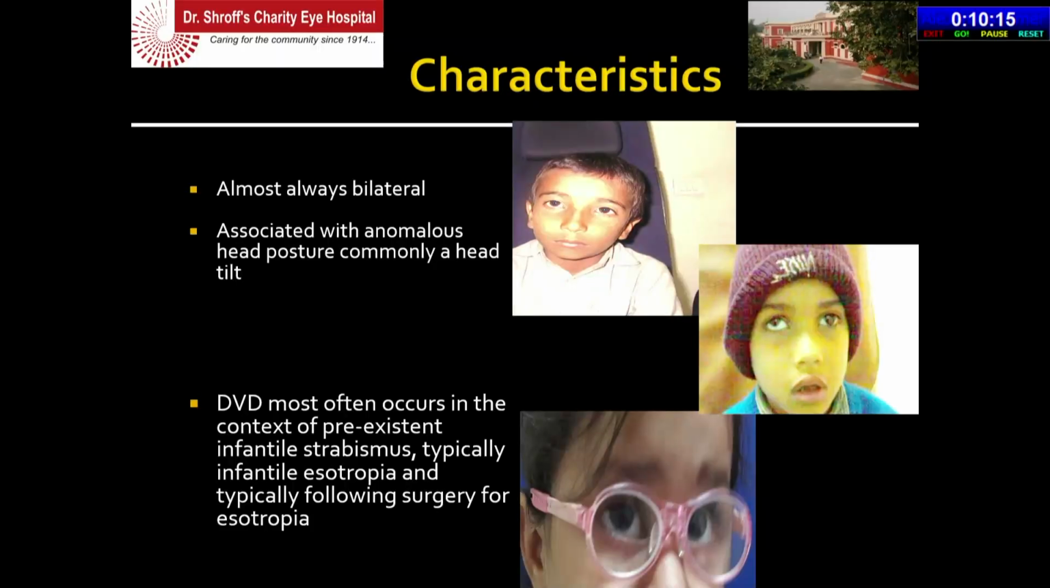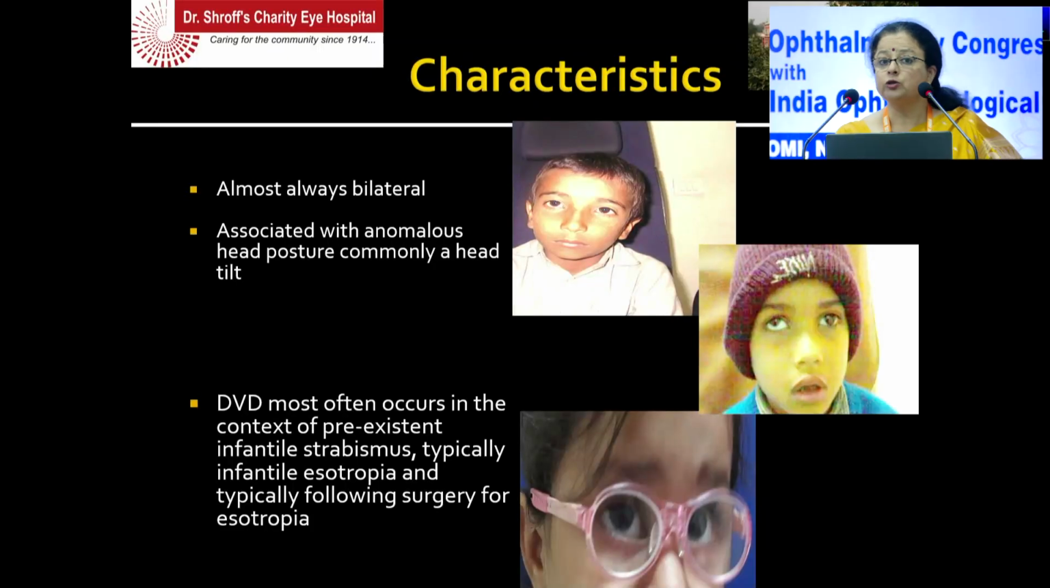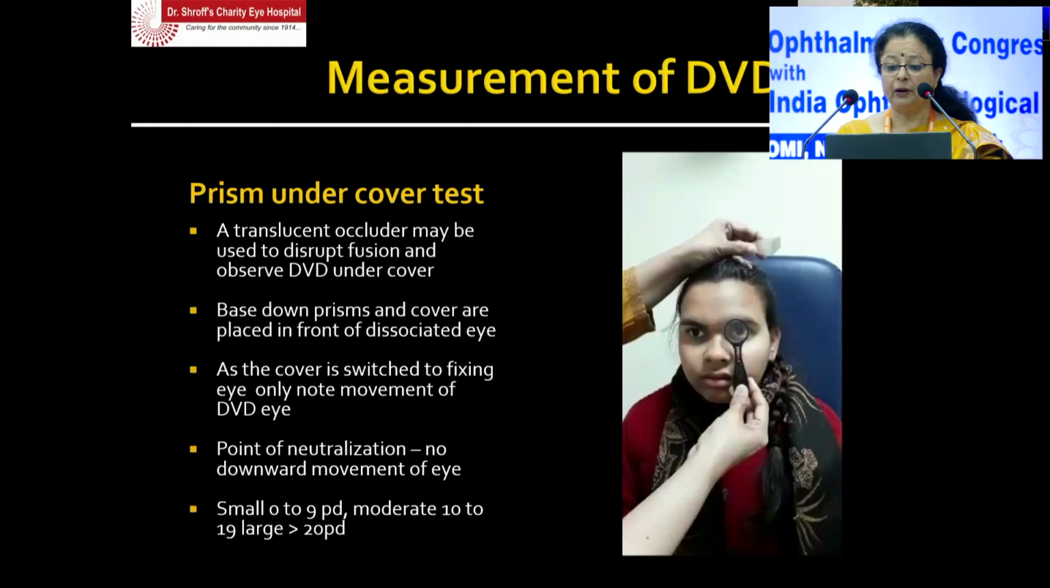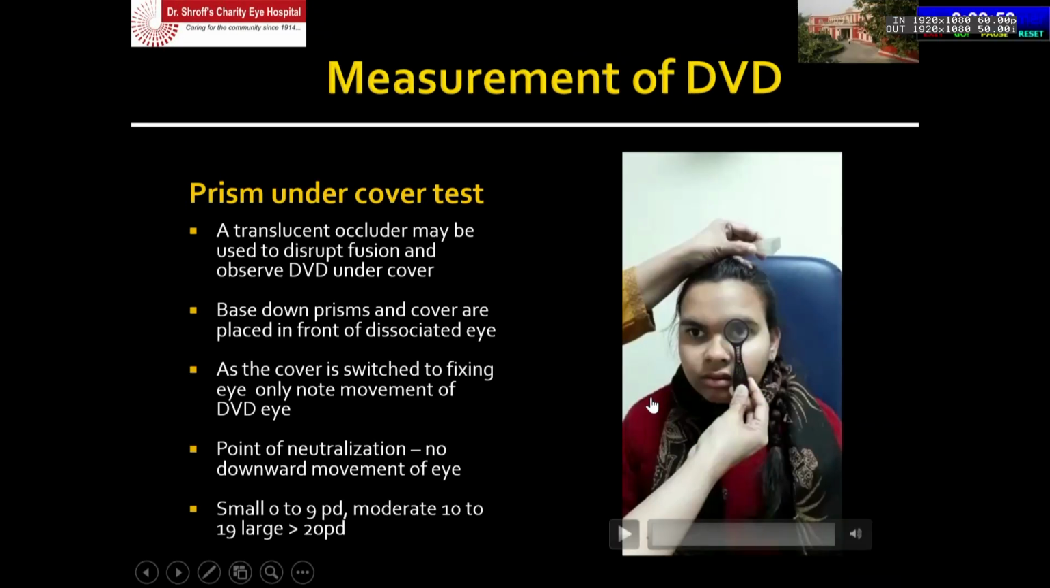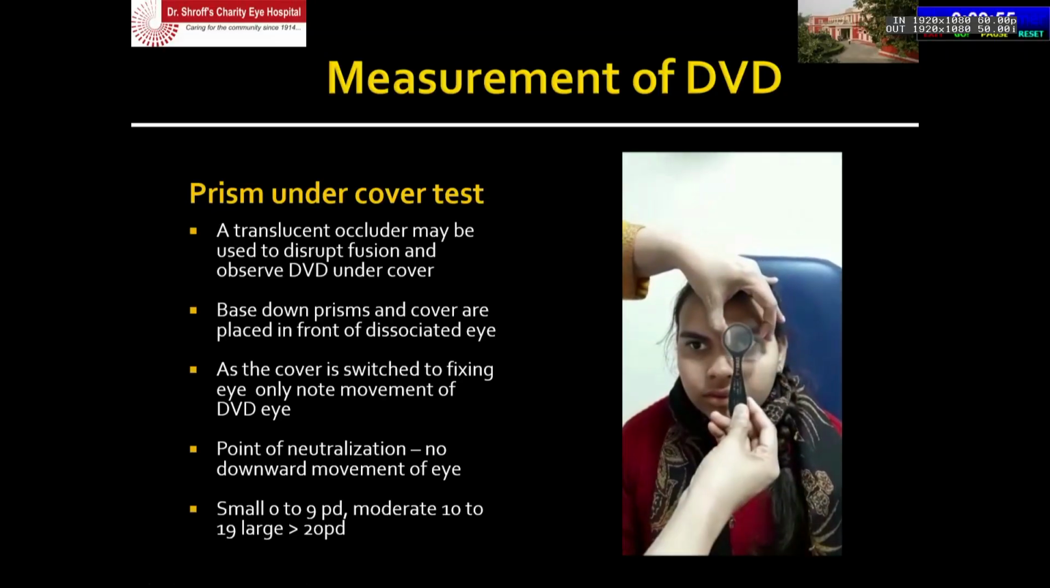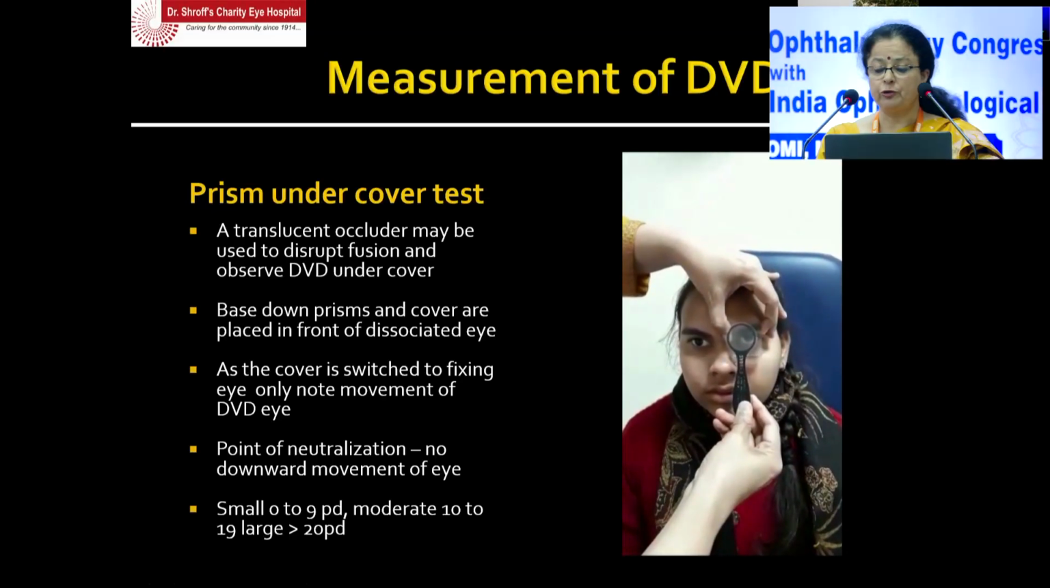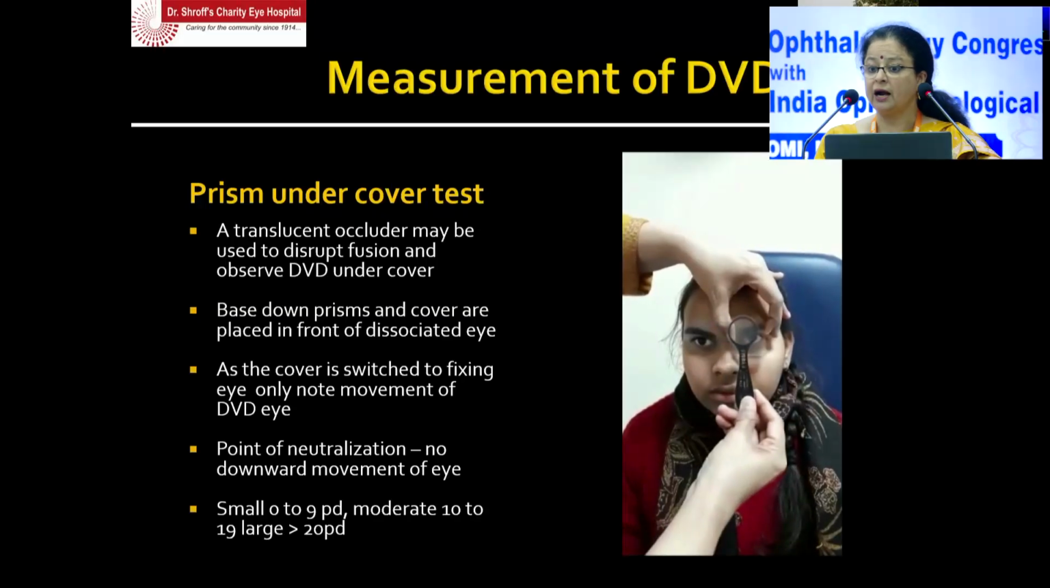So the characteristics are it's always bilateral, associated with anomalous head posture, commonly a head tilt. And it also occurs after we do an infantile strabismus surgery; we find that we do get dissociated vertical deviations, or a DVD, following surgery for the esotropia. How we measure is by the prism cover test. A translucent occluder may be placed to disrupt fusion, and then you measure it under the cover.